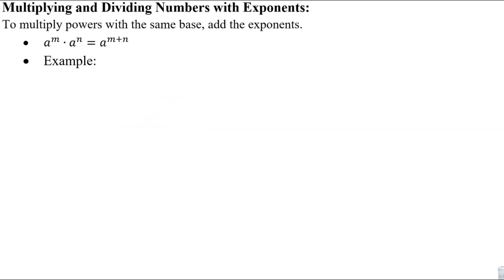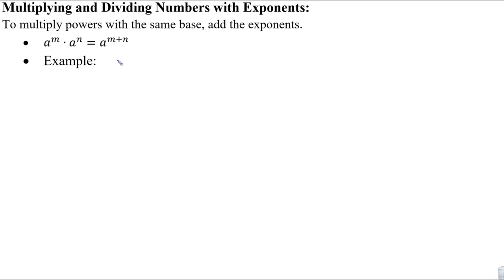Now that simple definition is going to lead to a whole bunch of different properties that we're going to go through today. We'll begin looking at some properties for multiplying and dividing numbers with exponents. Starting off with multiplication, to multiply powers with the same base, you add the exponents. So if I have a to the m times a to the n, the same base raised to two different exponents multiplied by each other, the result is going to be a, that same base, raised to the m plus n. In other words, add the exponents together.